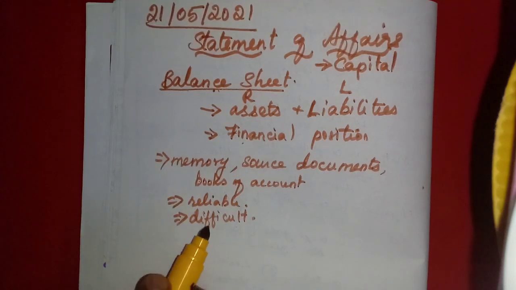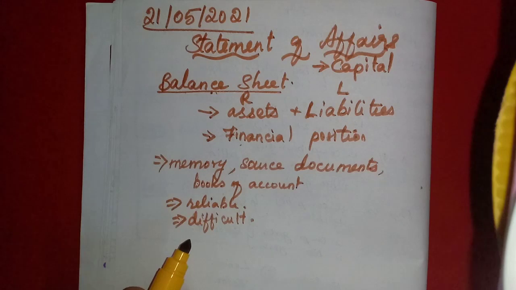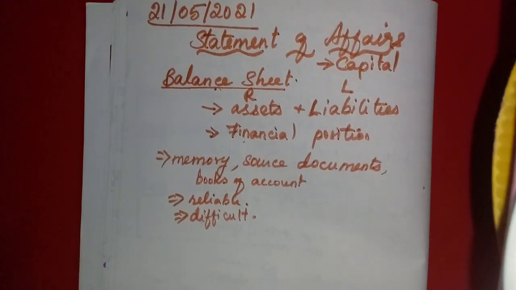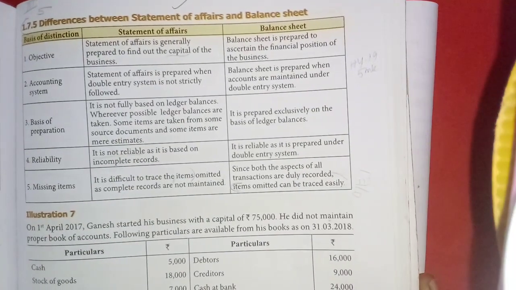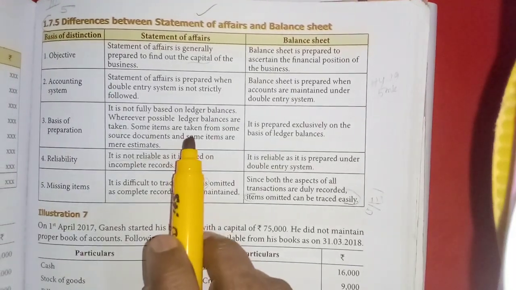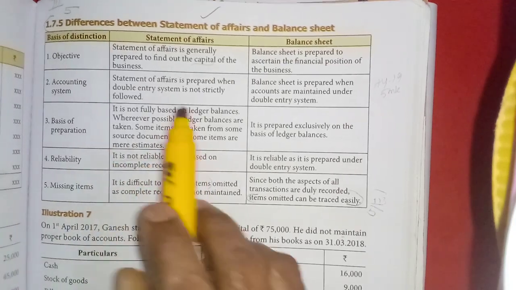Okay, now we will see one illustration, that is the sixth illustration. First I will show the differences. You have to write it down in the notebook. These are the differences. It is one of the 5-mark questions. Okay, 3 marks they will ask, but they may ask in 5 marks also.